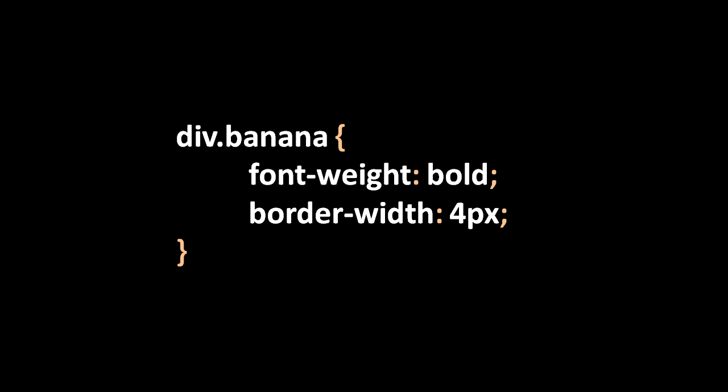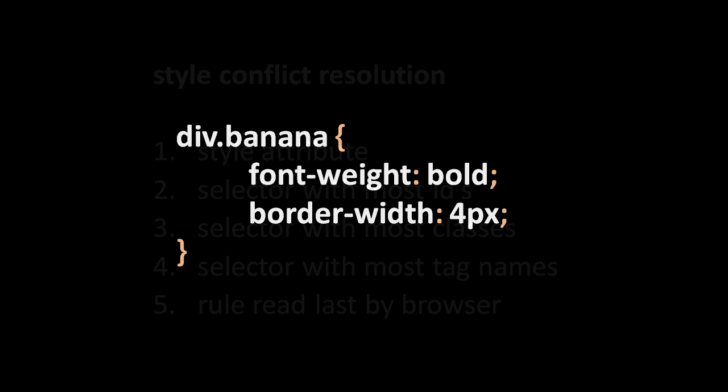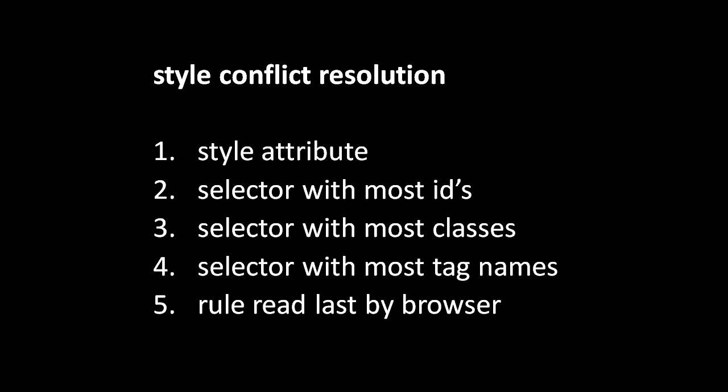Now, when we throw a bunch of CSS rules into our document, the possibility arises that there might be some sort of conflict. There might be contradictory styles being applied to the same element. So the question is, how does the browser resolve these conflicts? Well, the rule is simply this.